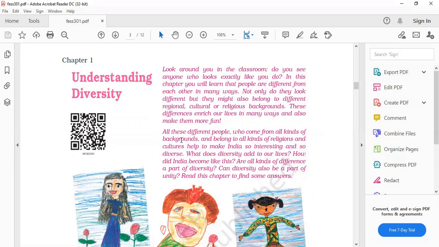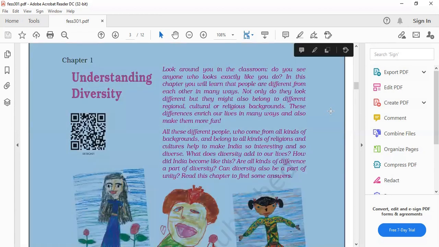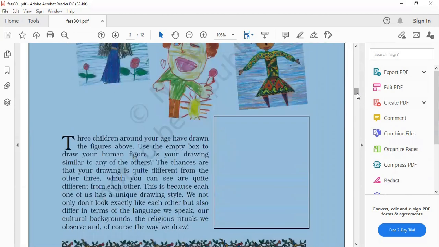Up to this, underline. This is a very good introduction for diversity, and you can get any questions, as well as a very short answer type question also, that who do you think makes India so diverse.